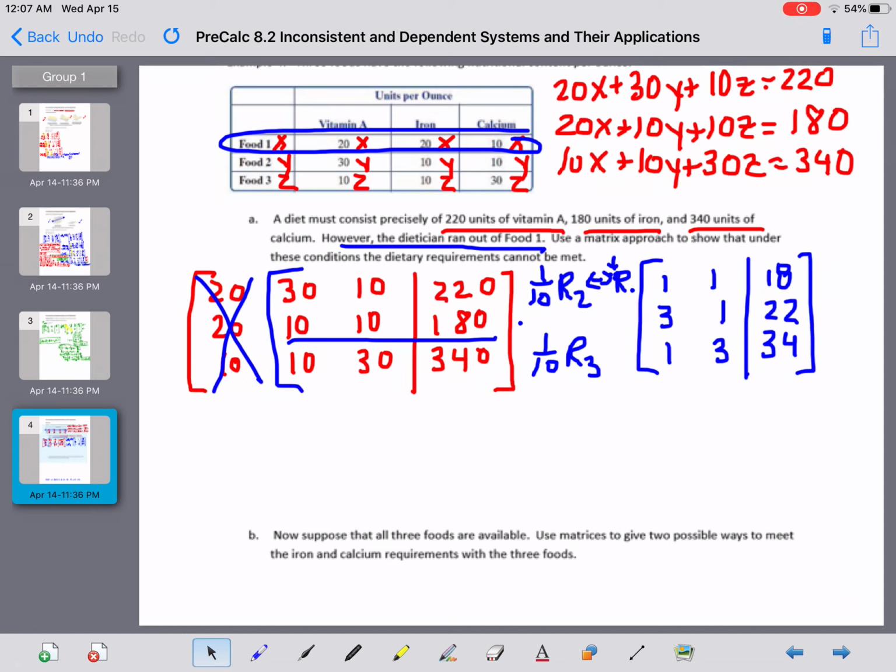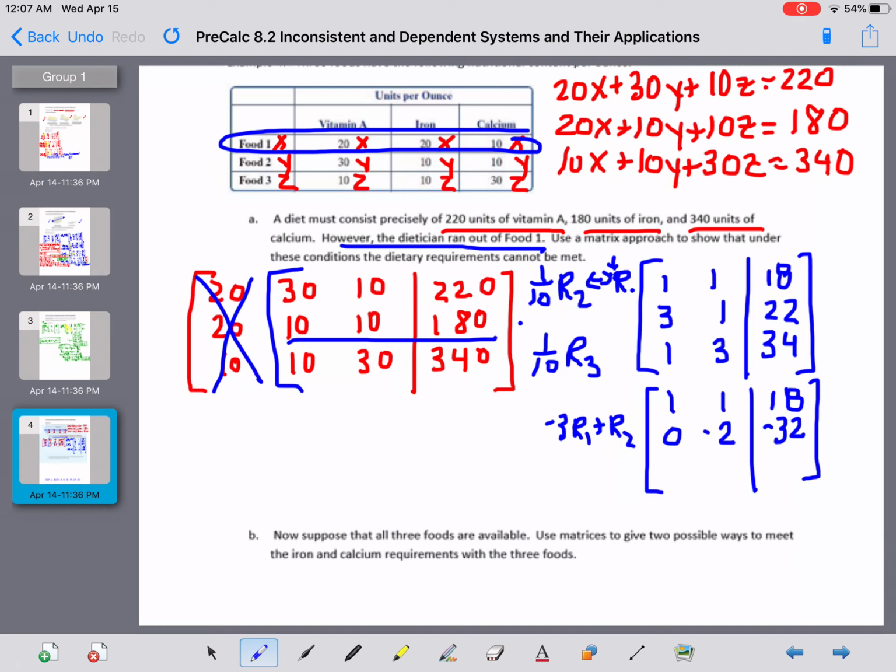All right, I'm going to leave my first row. I like it. If I do negative 3 times row 1 and add it to row 2, negative 3 times 1 is negative 3 plus 3 is 0. Negative 3 times 1 is negative 3 plus 1 is negative 2. Negative 3 times 18 is negative 54 plus 22 is negative 32, I believe. And then I'm on to the second one. Let me double check my math in my head there. I think I got that right.